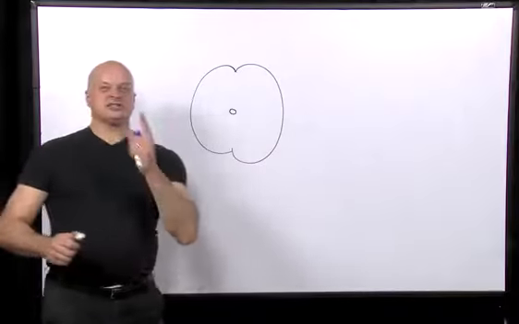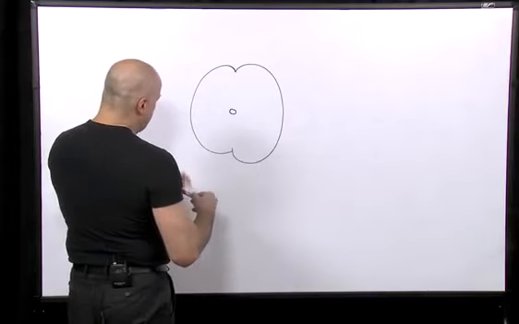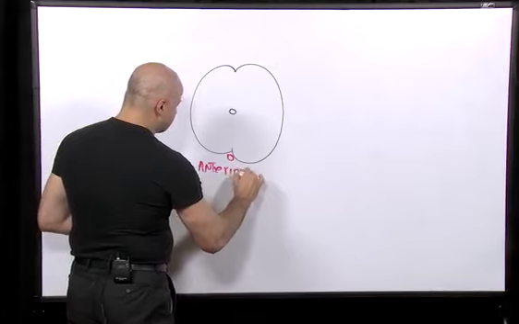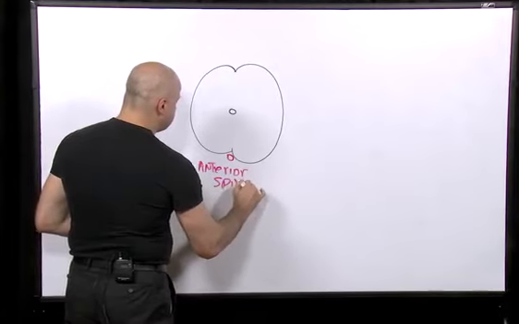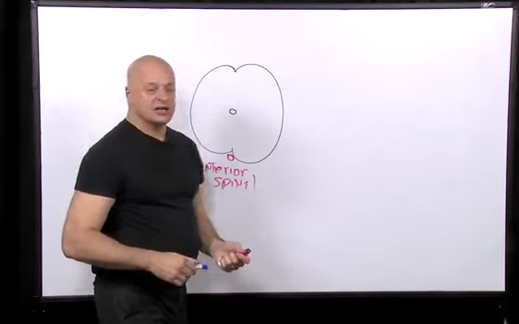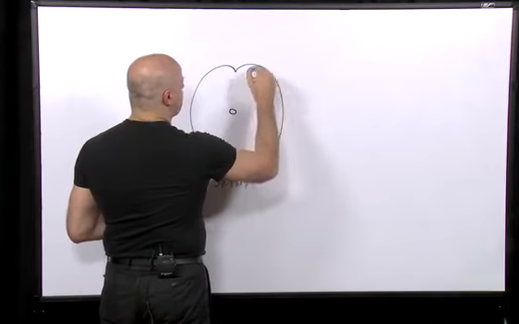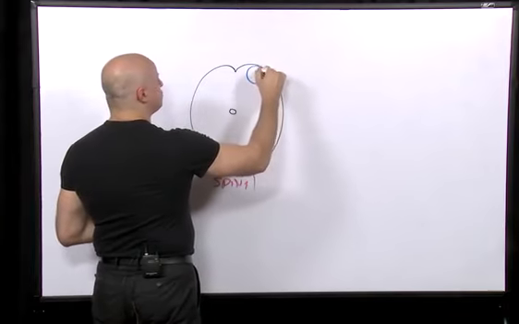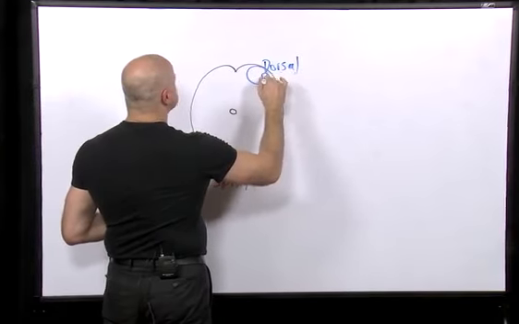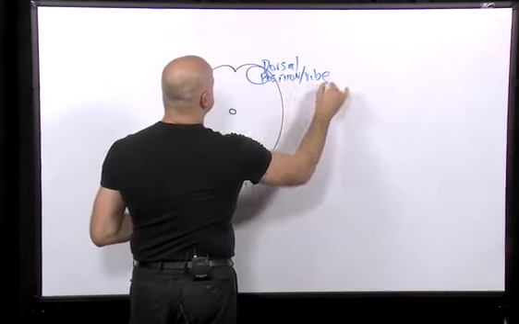This is the spinal cord. And here, let's see. What if we have the anterior spinal artery? Anterior spinal artery kills off everything except the posterior columns. If you lose the posterior columns, the dorsal columns, you lose position and vibratory sense.